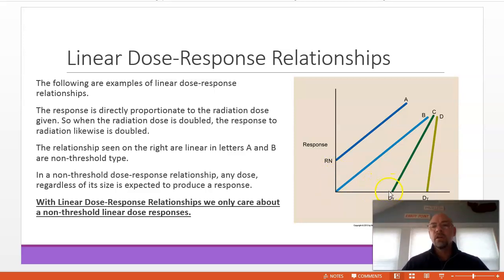Whenever a line or a curve, a nonlinear line, I guess, starts to the right of this corner, then that means there's a threshold. But whenever there's anything that has no threshold involved, it's not a linear line. So when we're dealing with a linear dose-response relationship, we only care that it's non-threshold. All right, so let me continue.